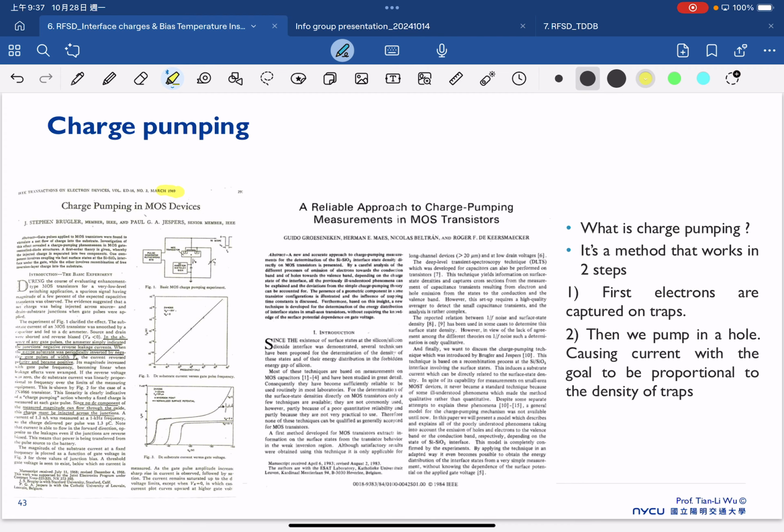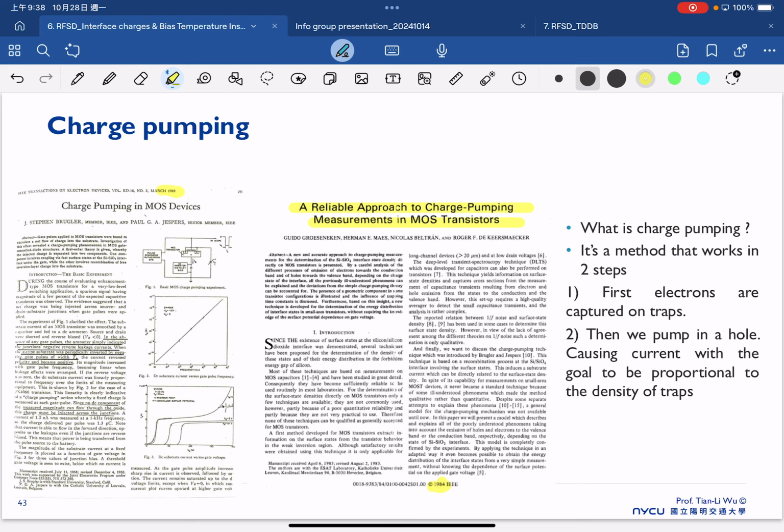After a little while, in 1984, the first author was still a student at the University of Leuven, and later became a professor at Leuven and then at IMEC. So the first author, Professor Guido Groeseneken, in 1984 started to summarize more detail related to charge pumping. The paper is called Reliable Approach to Charge Pumping Measurements in MOS Transistors, published in 1984.